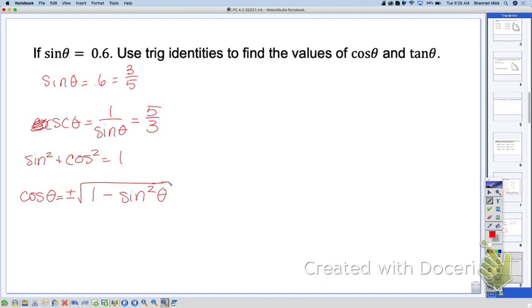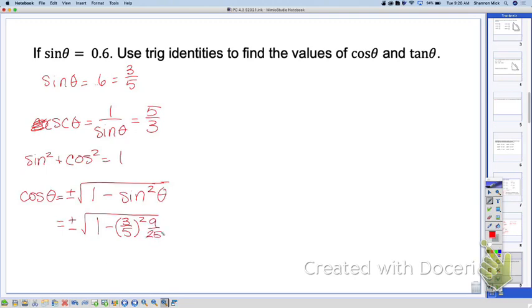Got it. Okay, so do we know sine? Yes, sine is 3/5. So now what do we have to plug in there? 3/5, and then we have to do what? Square it. So we have plus or minus the square root of 1 minus 3/5 squared. Okay, so square the numerator and the denominator and get what? 9/25.